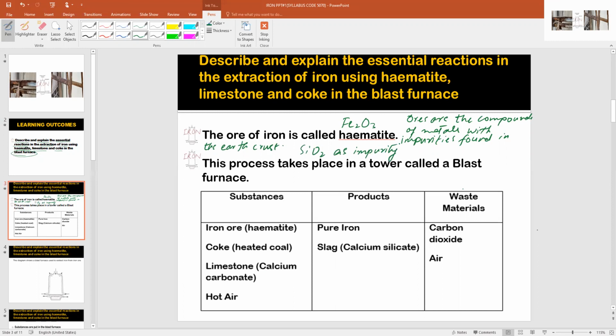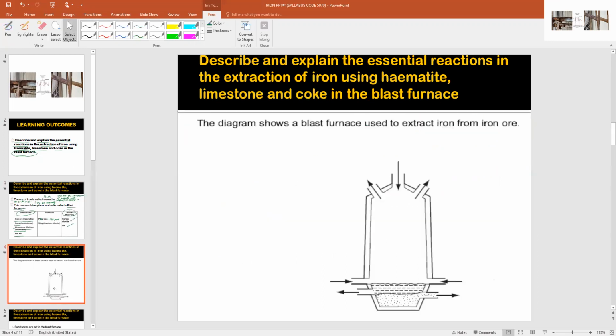Extraction of iron takes place in a tower called blast furnace. Here's a list of substances used during this process: iron ore or hematite, coke, limestone or calcium carbonate, hot air. The products formed are iron. It's not pure. Slag or calcium silicate is the other product. The waste materials in this process are carbon dioxide and air.